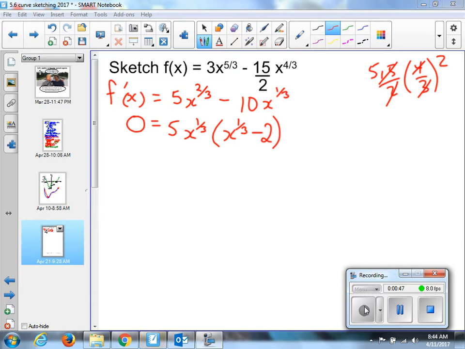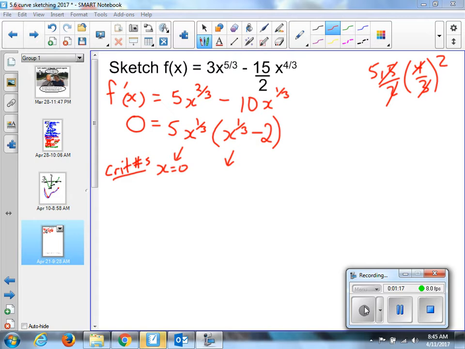From this, I should be able to see my two zeros there, the critical numbers. X equals 0. Can you guys just take a look? If you set x to the 1/3 minus 2 equal to 0, your critical number, what? The 1/3 is a cube root, right? So it must be?